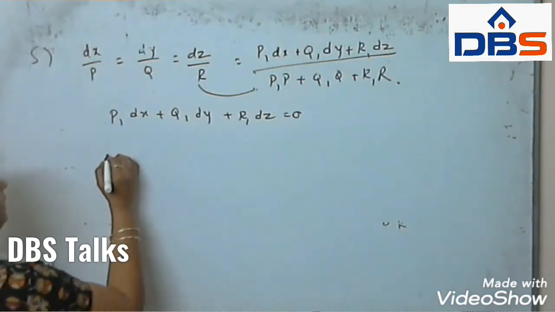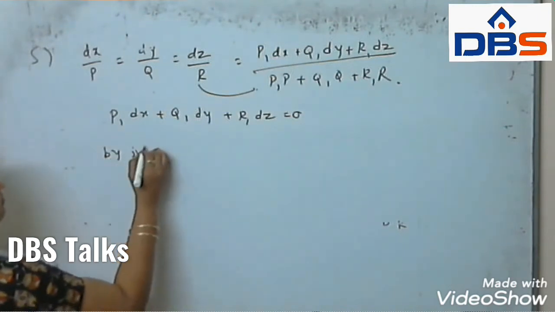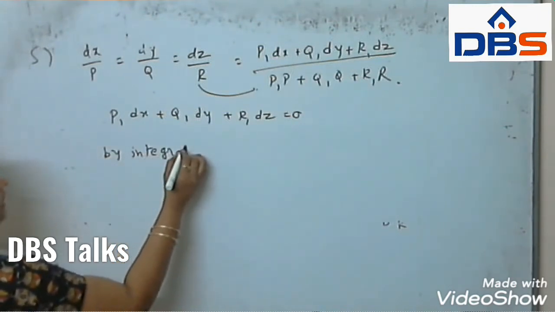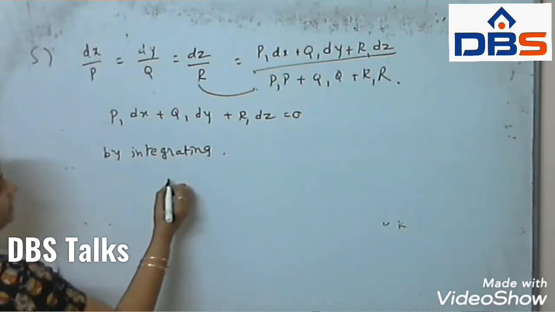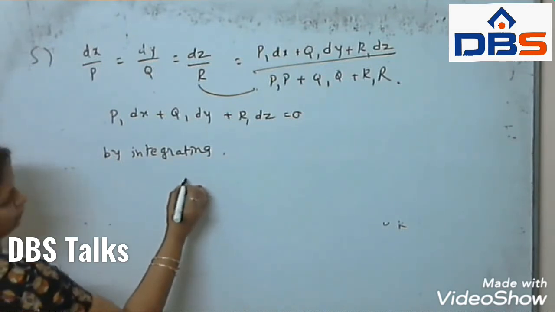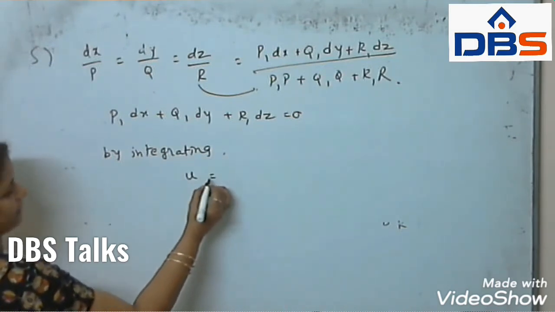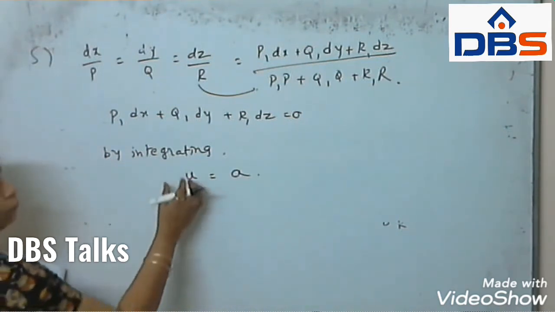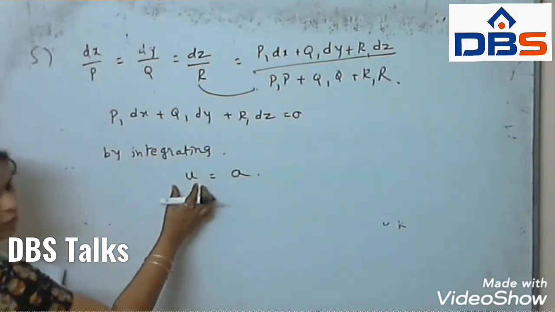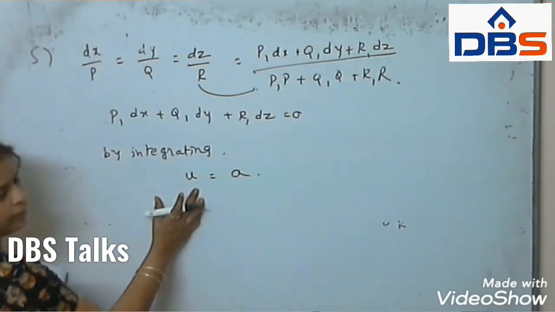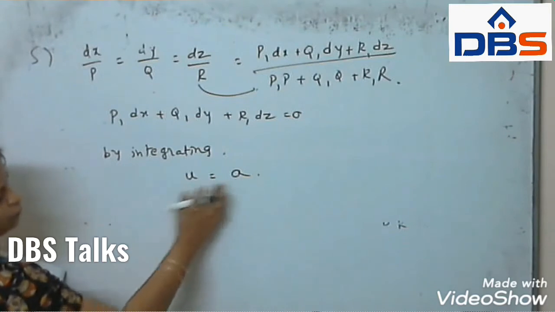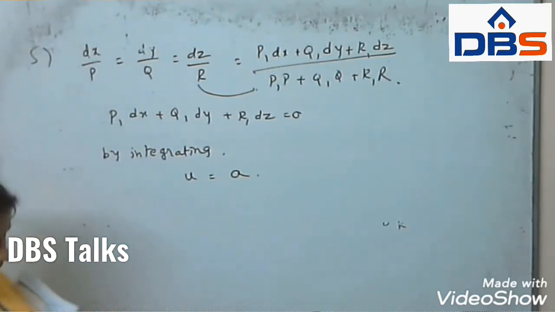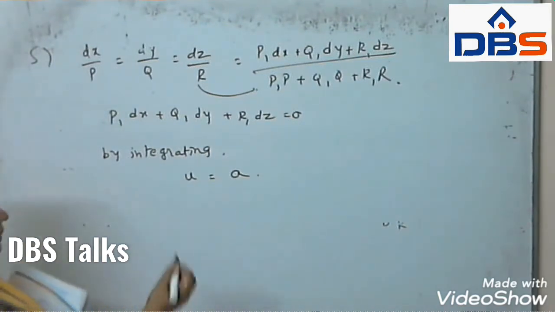By integrating, you will get a function of x, y, z, let it be u. So, u equal to a. By integrating this, you will get a function, let it be named u. So, u equal to a. If you apply the same method again, you will get v.